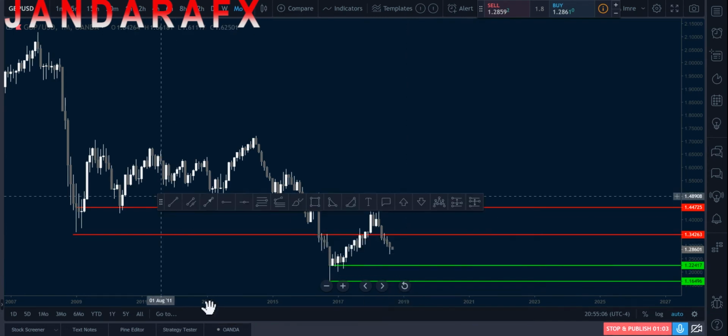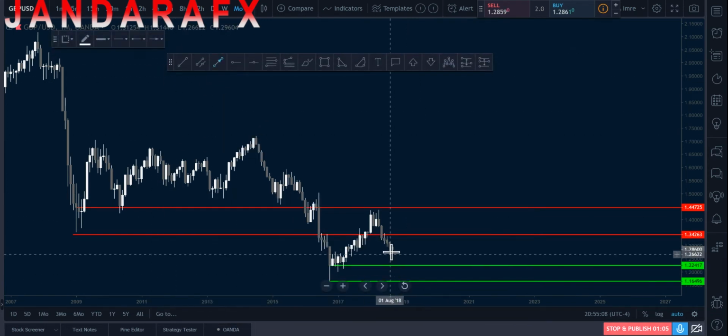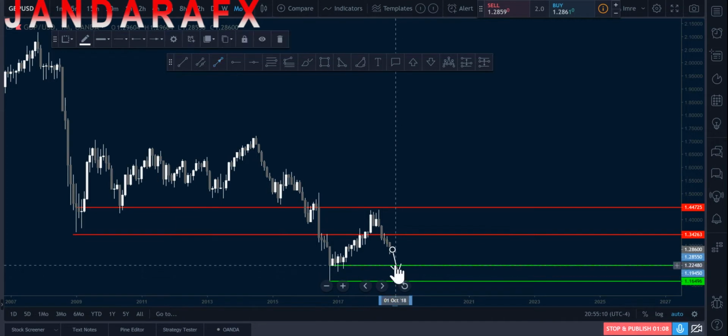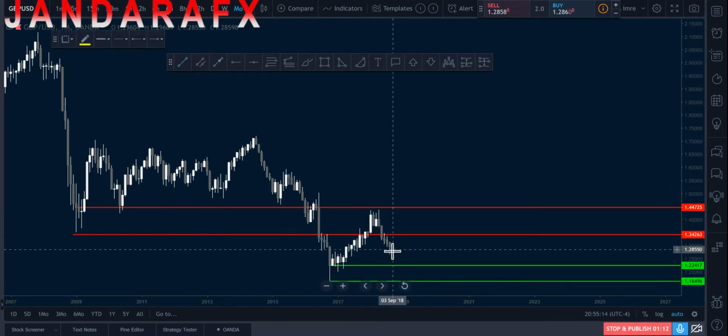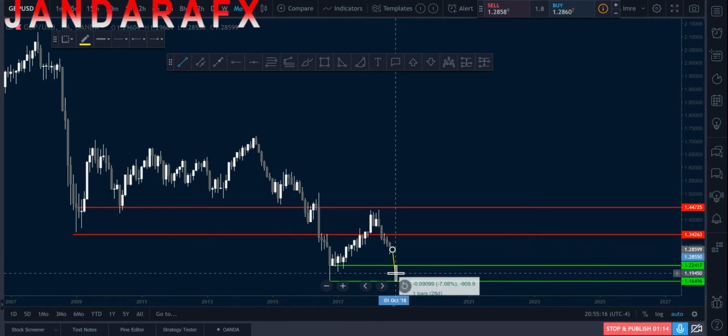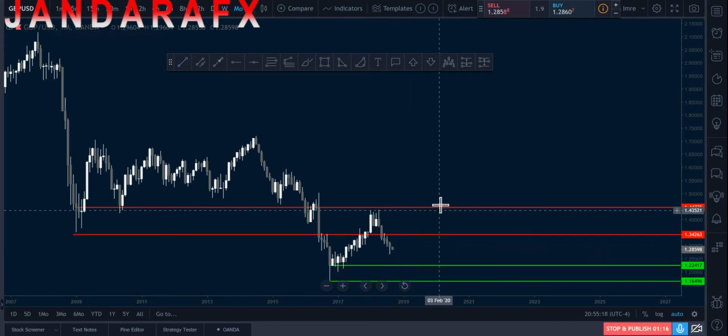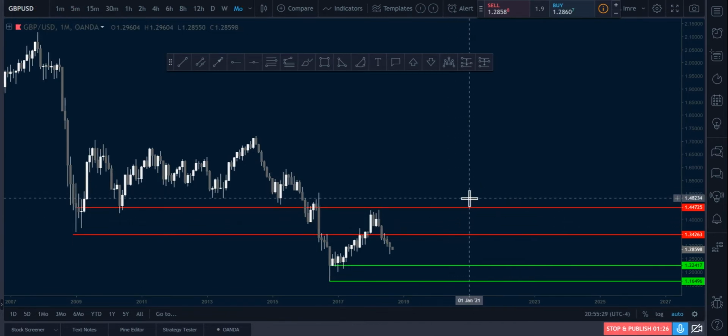Now, there's still quite a bit of ways to go before we reach that support area in terms of pips. Let me see if I can measure that out. So there's still give or take 900 to 1,000 pips, so a lot of downside potential still remains. And if the British pound really falls apart, then there'll be a lot more downside potential than that.